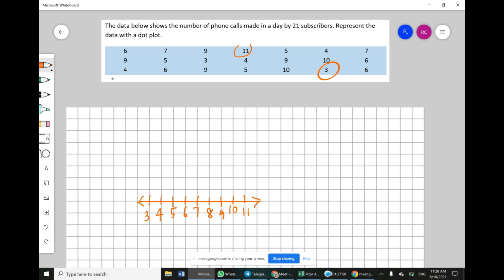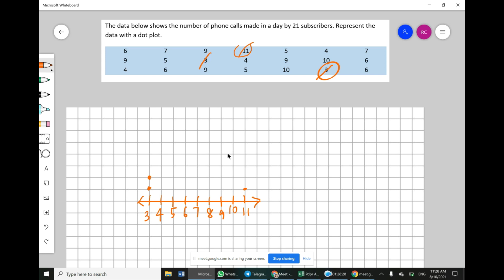Now, how many 3s do we have, if you look from here? 2. So you plot 1, 2. How many 11s do we have? 1. Okay, I'm going to make it fast. You need to finish plotting everything. I need to save the timer.